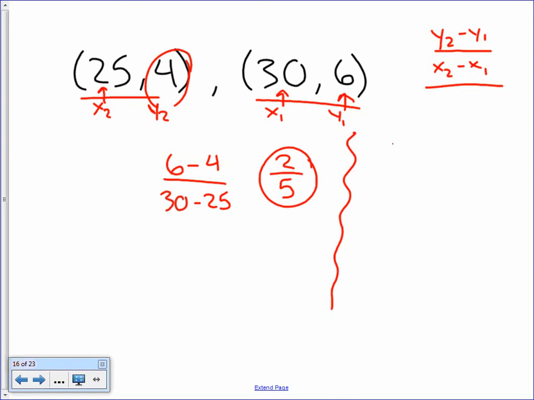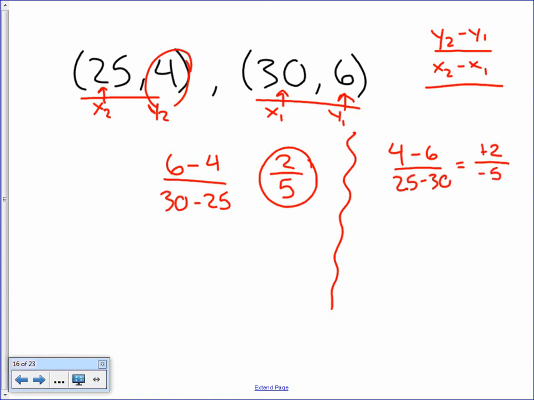So y2 minus y1. y2 is now 4, and then minus 6 over x2 minus x1. So 25 minus 30. So it just kind of switches the numbers around. 4 minus 6 gives me a negative 2. 25 minus 30 gives me a negative 5.